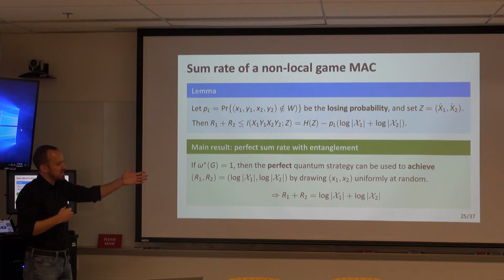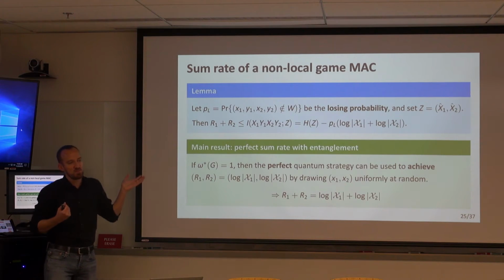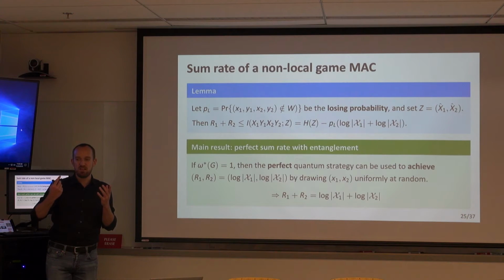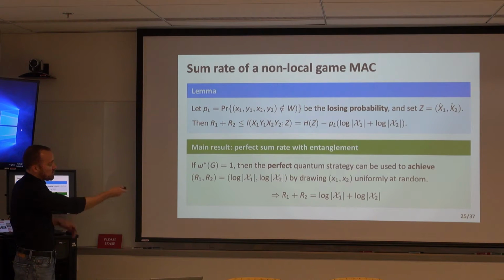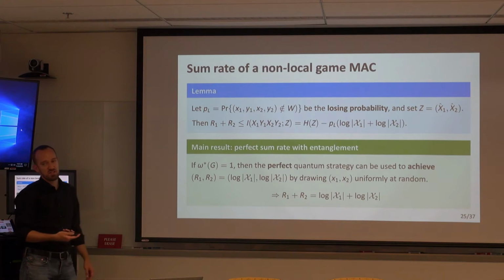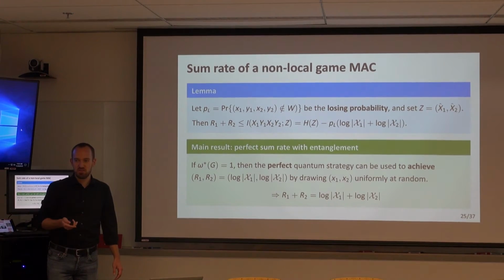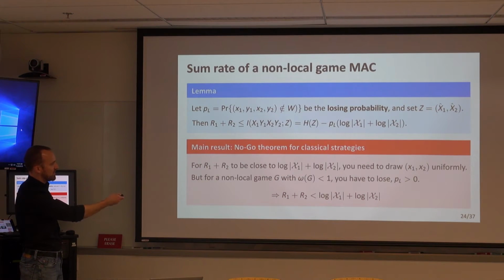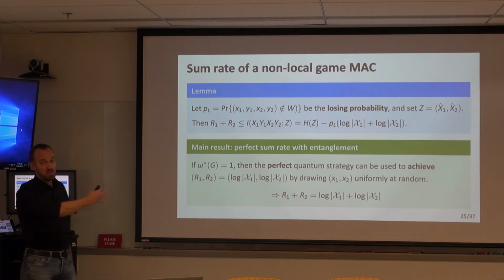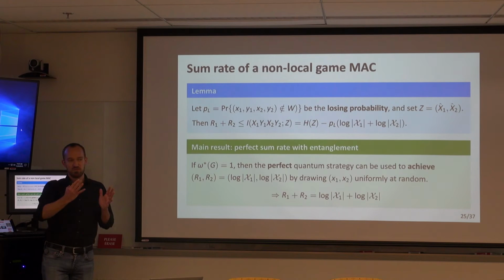For some non-local games, there might be more than one answer that does the right thing, and which one is determined by the outcome. But using the strategy, I will achieve a sum rate of log x1 plus log x2, which is the maximal sum rate I can achieve. So between the classical no-go theorem and the quantum achievability theorem, I get the separation.